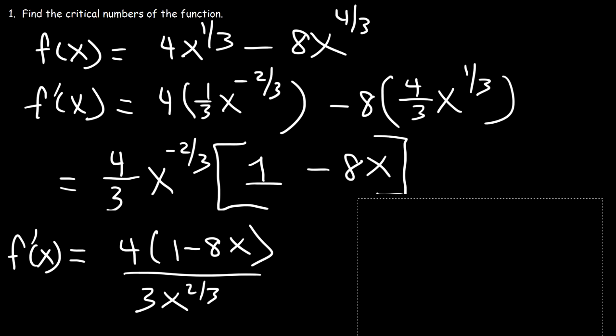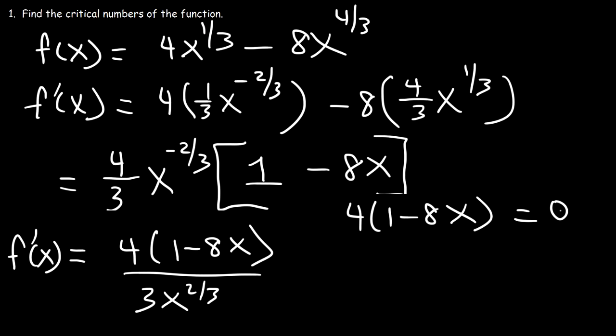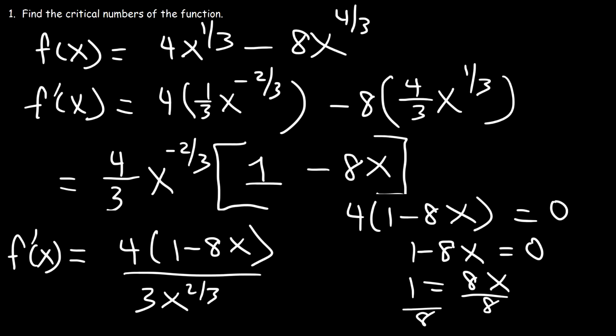So if we set the numerator equal to 0, we really don't need to worry about the 4. Because if you divide both sides by 4, 0 over 4 is 0. So we just got to set 1 minus 8x equal to 0. So if we add 8x to both sides, 1 is equal to 8x. And then if we divide by 8, the first critical number is 1 over 8. Now, let's determine the next critical number.